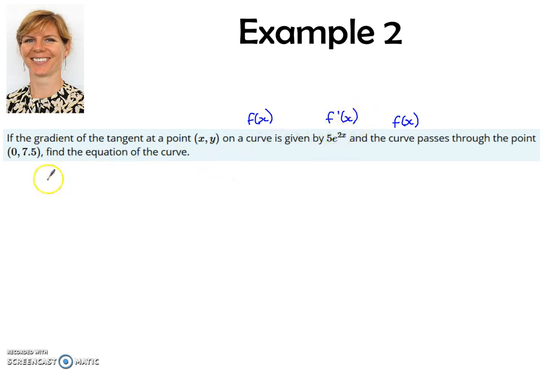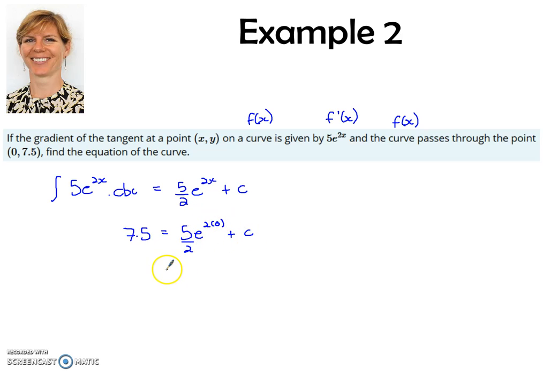Okay, so what we're going to do is anti-differentiate this. So we've got 5e to the 2x dx. If we anti-differentiate that, we get 5 on 2 e to the 2x plus c. And now we want to solve that given that it goes through this point. So we get 7.5 equals 5 on 2 e to the 2 times 0 plus c. Now of course anything to the power of 0 is just 1, so that gives us 5 on 2, 2.5 plus c is 7.5, so therefore c must be 5.